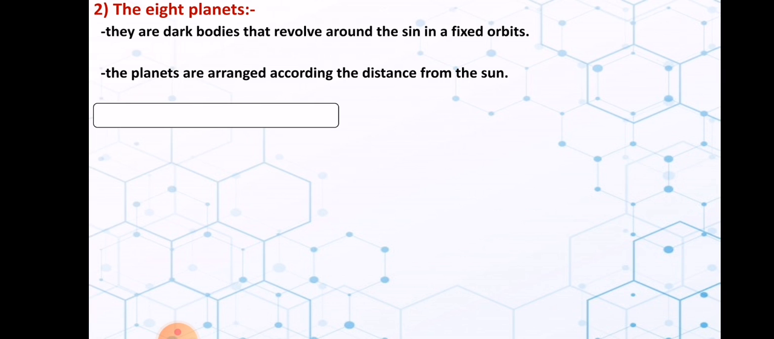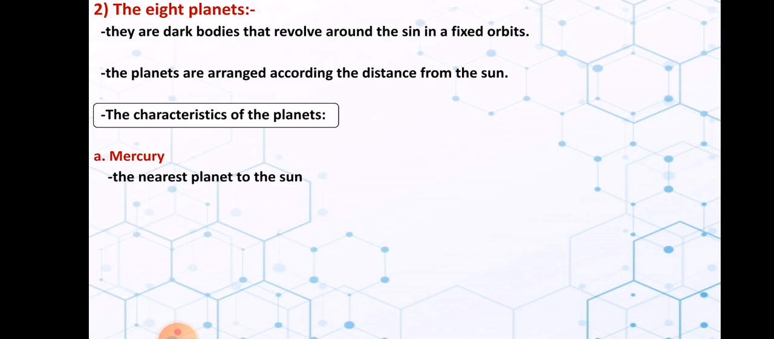So we will speak about each planet and its characteristics. Let's start with the nearest planet to the sun, which is Mercury. The second planet is Venus, and it is the most beautiful planet. The third planet is Earth, which is called the watery planet. It is the planet where we live.